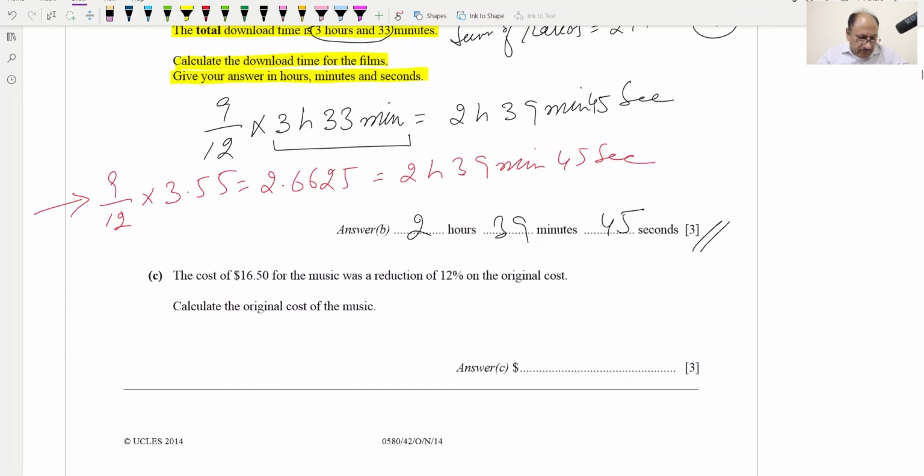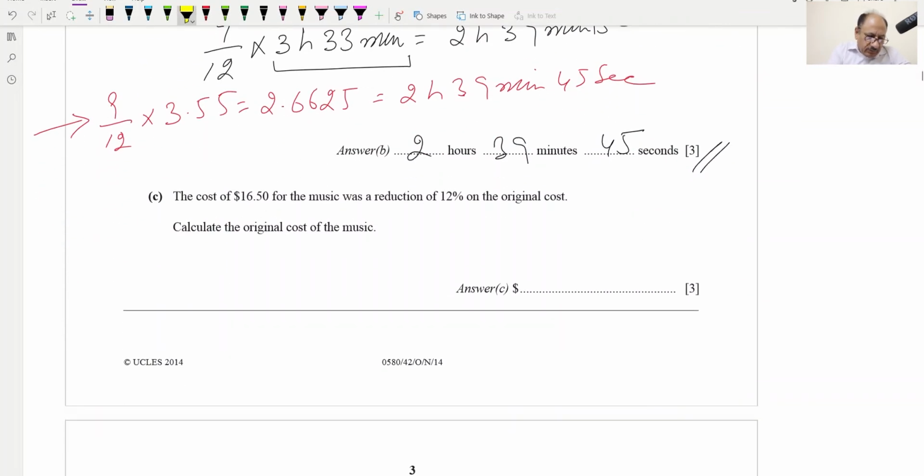Now the C part: the cost of $16.50 for the music was a reduction of 12% on the original cost. So calculate the original cost. Again, this is a reverse percentage question, and this is a 3 marks part. This is very simple. You can just calculate the reverse percentage, which is a 12% reduction. So 100 minus 12 divided by 100. This is how we are reducing the original price, which we don't know. So we multiply this with x, and this is equal to 16.50. Now we will make x the subject.